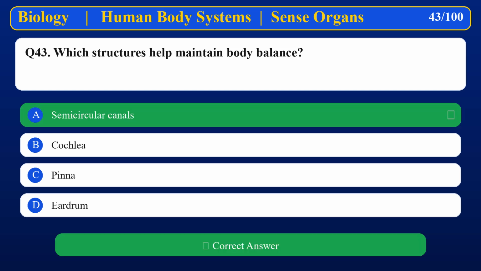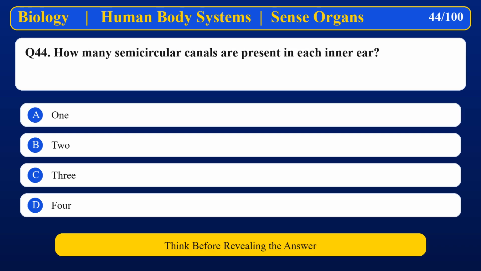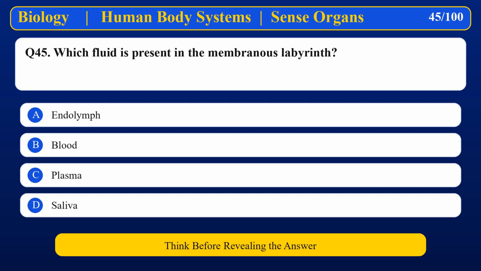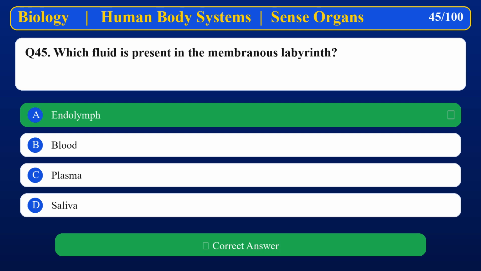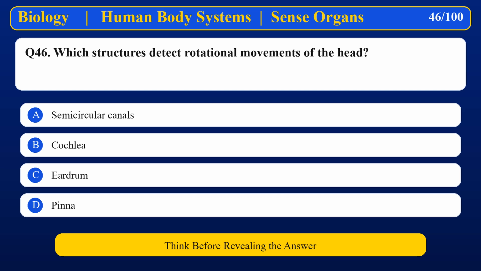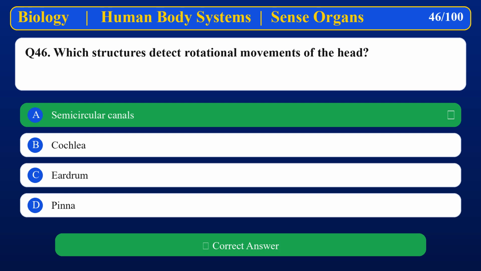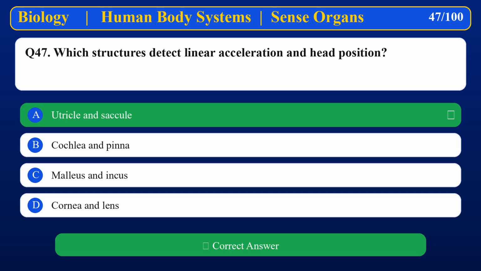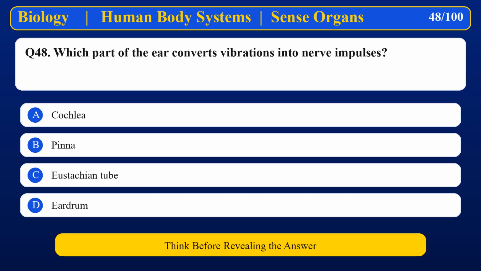Semicircular canals. How many semicircular canals are present in each inner ear? 3. Which fluid is present in the membranous labyrinth? Endolymph. Which structures detect rotational movements of the head? Semicircular canals. Which structures detect linear acceleration and head position? Utricle and saccule. Which part of the ear converts vibrations into nerve impulses?